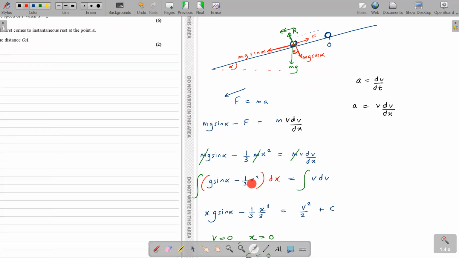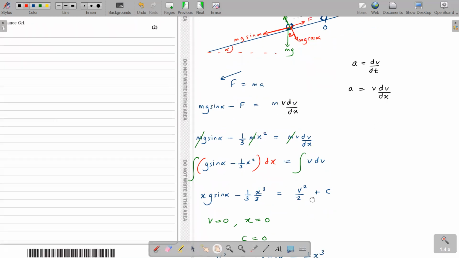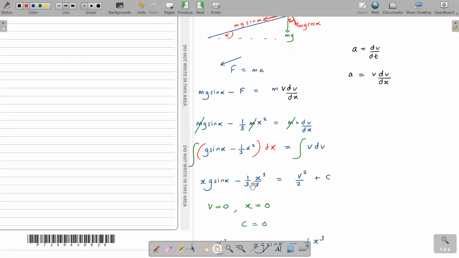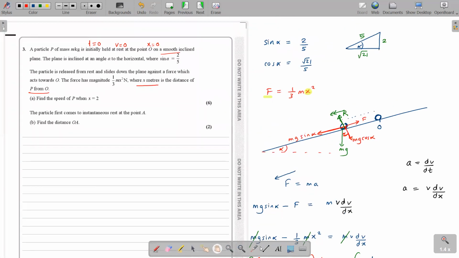Minus 1 over 3, here there is x, so when you integrate, it's going to be x cube over 3. Equals just v, integration with respect to v is v square over 2, right? And then in this case, because there are no integration limits, you need to input the plus c, and make sure you find this plus c by substituting the initial conditions because they've given us at time 0, velocity is 0, x is 0.